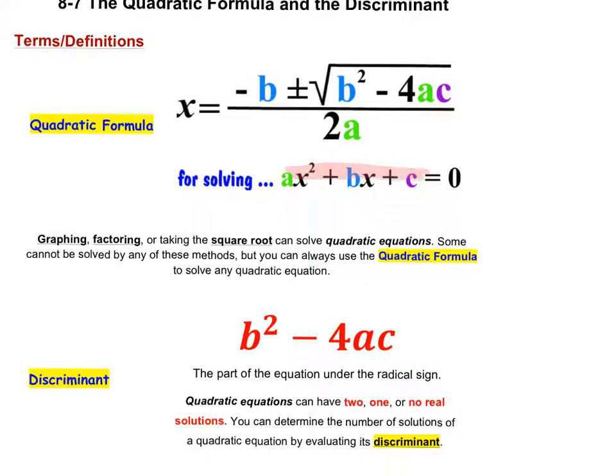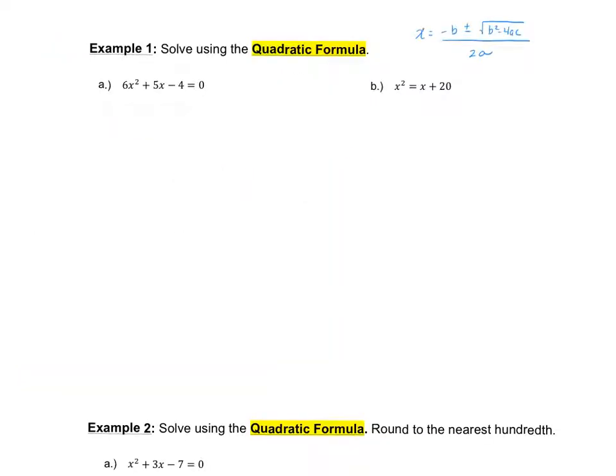And this is in relation to trinomials that we've been focusing on, quadratic trinomials: quadratic, degree of 2, trinomial, 3 terms, where we have an ax squared, a bx, and a c. Okay, so example 1, 6x squared plus 5x minus 4.